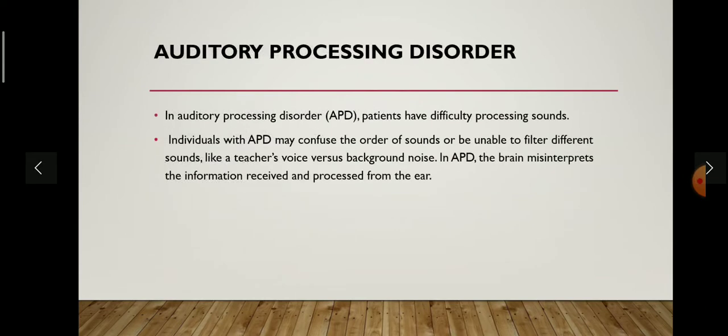Auditory processing disorder. In auditory processing disorder, patients have difficulty in processing sounds. Individuals with auditory processing disorder confuse the order of sounds or are unable to filter different sounds, like a teacher's voice versus background noise. In APD, the brain misinterprets the information received and perceived. Like when we sit somewhere and two sounds are coming, we say, "यार प्लीज़ चुप हो जाओ, हमें क्लियर ही नहीं हो रहा है, डिस्ट्रैक्शन हो रहा है।" So this is also auditory processing disorder.